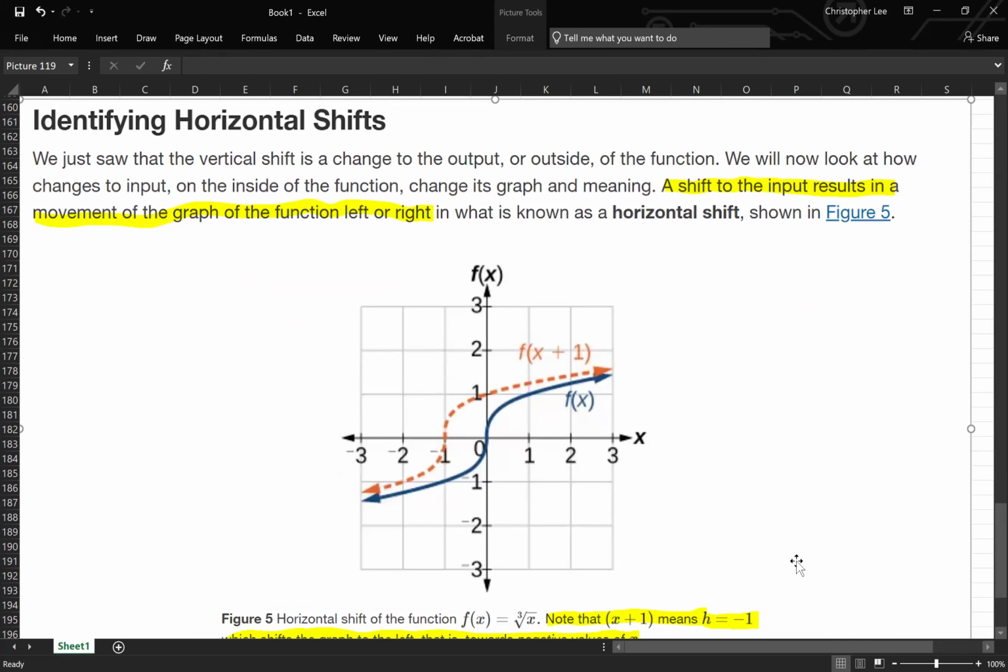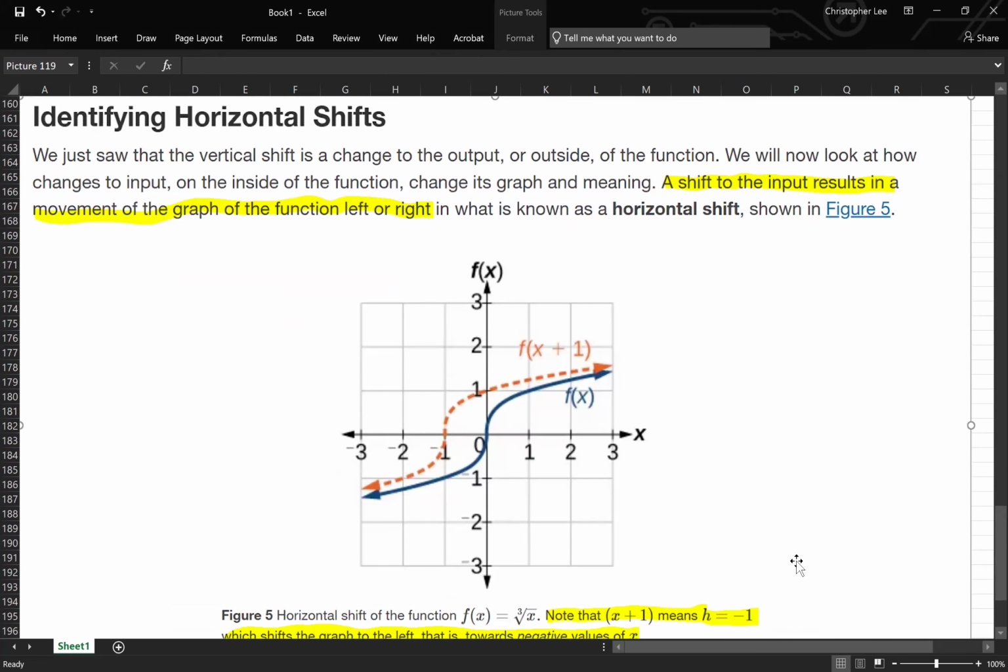So here is a little graph to show you what I mean. Same thing, we have the cube root of x. But in this scenario, I'm adding 1 to the input, to the inside. So this is like f of x plus 1. That's going to shift my graph a little bit to the left. And if it was f of x minus 1, it would shift it to the right.